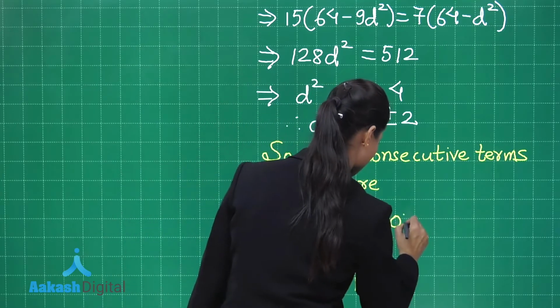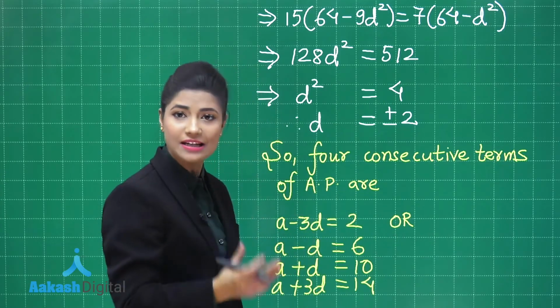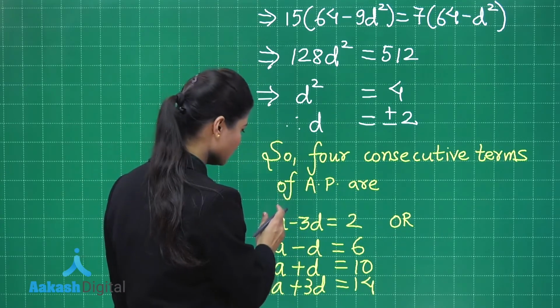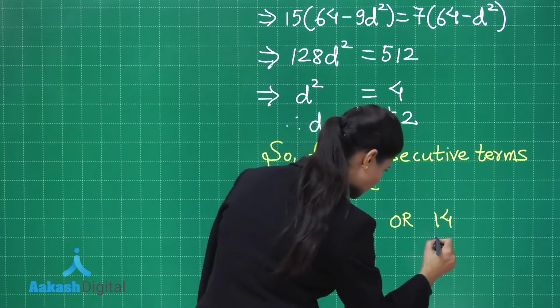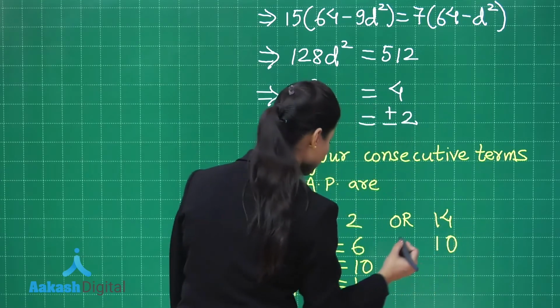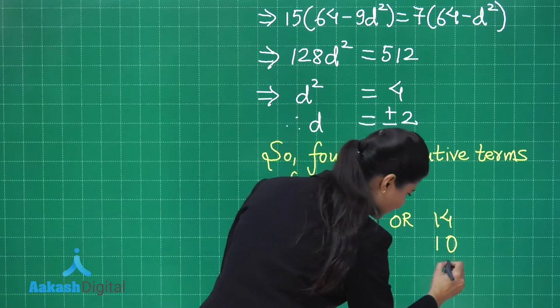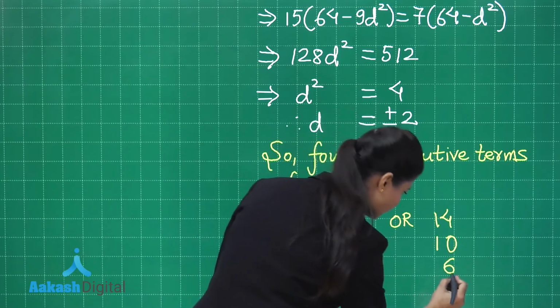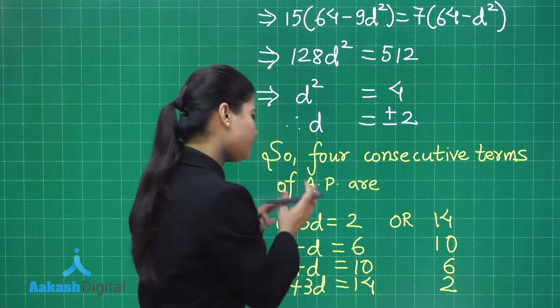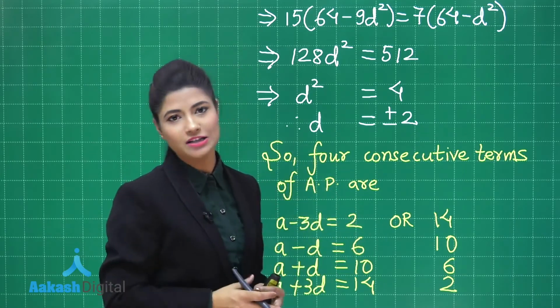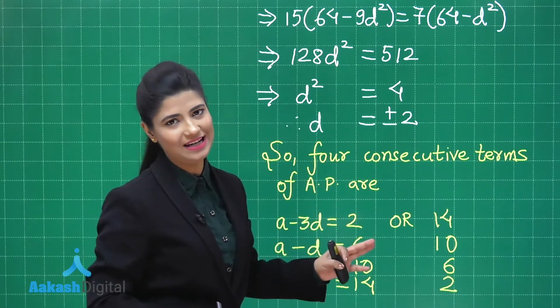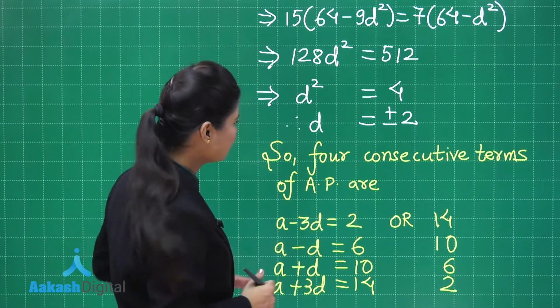Or else if I consider D as minus 2, then in that case I'll be getting 8 plus 6, 14, then 8 plus 2, 10, then 8 minus 2, that is 6, then 8 minus 6, that is 2. So the same 4 numbers will be obtained, just the order will reverse. So the required 4 consecutive terms of AP are 2, 6, 10 and 14. I hope it is clear to you.